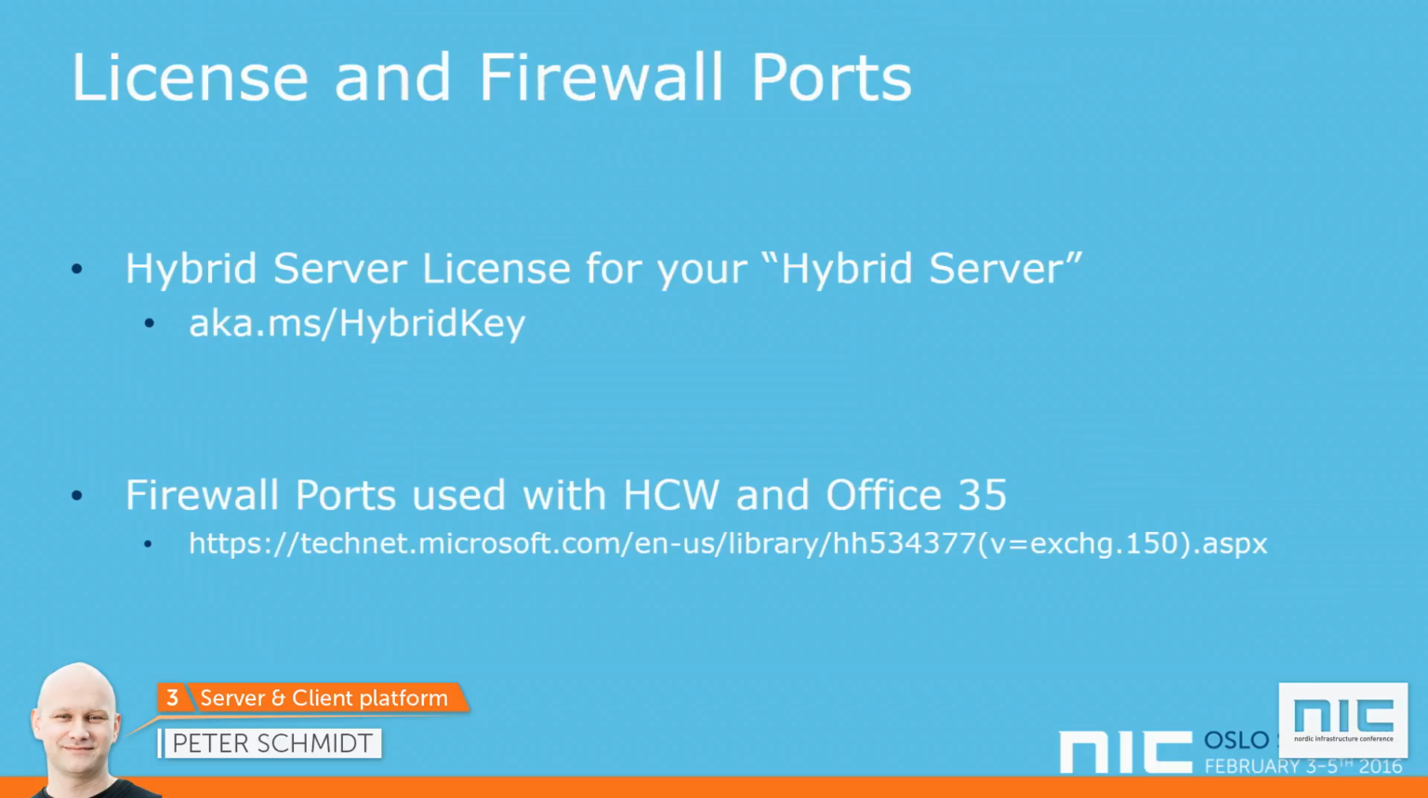In the end, I mentioned the hybrid license. If you go to the link above here, you can pull out a hybrid license key for your Exchange server, and that is the license key which you can use for the hybrid server you want to keep in your local on-prem environment. In regards to firewall ports, FQDNs and so on, which I talked about quite a lot during the session, there is also some reference in here towards that.